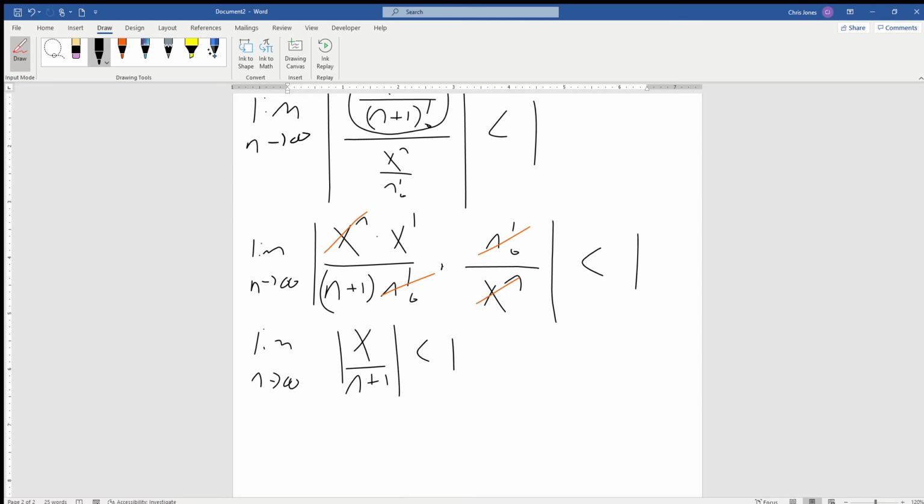And we know that as n goes to infinity, the denominator is going to get infinitely large. And so anytime you divide x by infinity, it's going to be 0. So we get 0 less than 1. And so that means that the interval of convergence is going to be all real numbers.